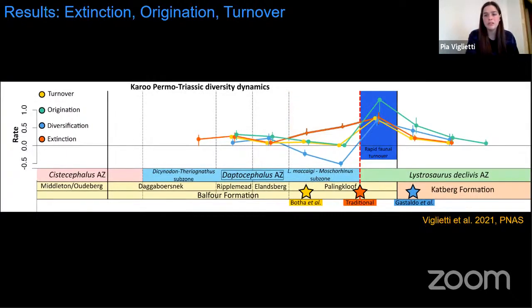We also see a pulse of origination, which is the green line, with the main extinction peak. So high origination and extinction result in high turnover, species turnover. So this is all happening in our post-extinction recovery phase. So if you look also at the Permo-Triassic boundary hypotheses, you'll see this main extinction interval almost spans all 3 hypotheses. And I'll come back to why this is interesting.